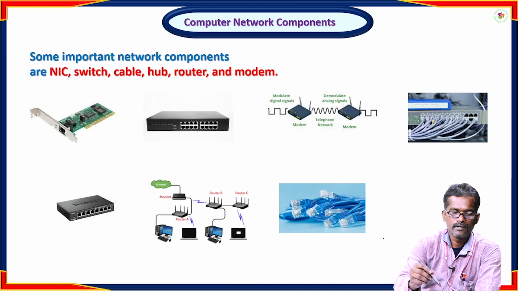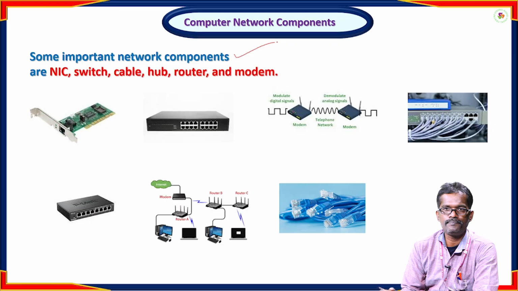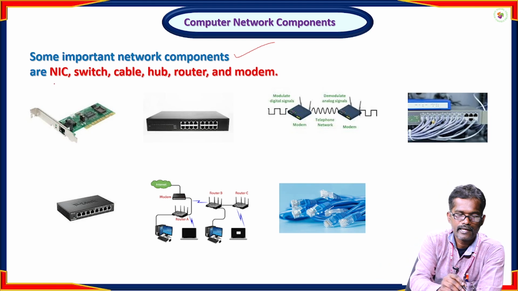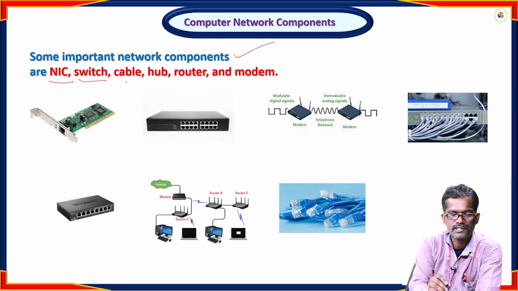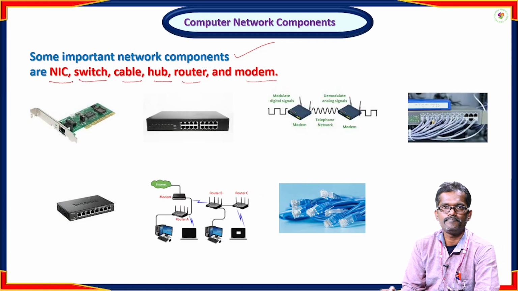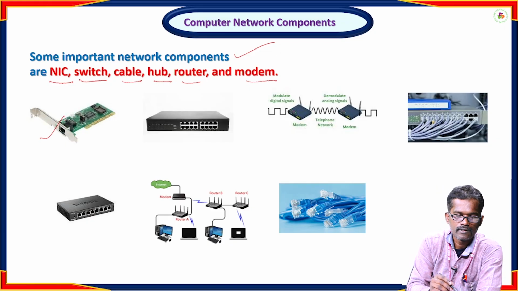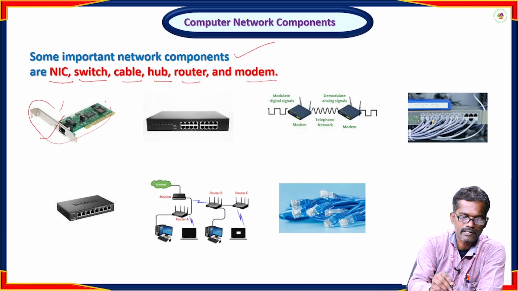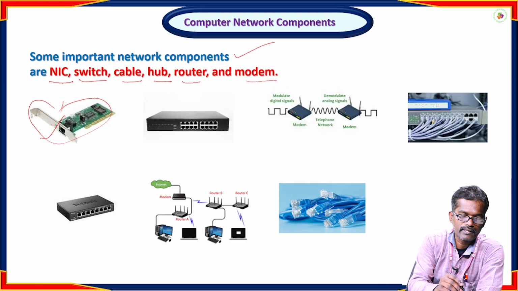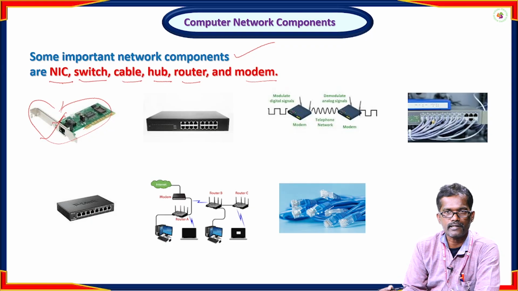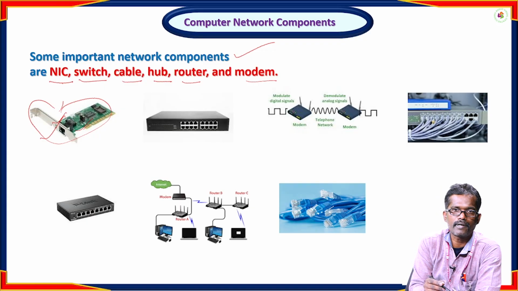And then coming to some important network components. If you want to design a network by combining a few computers with the help of some other devices, we have devices like NIC (network interface card), switch, cable, hub, router, and modem. For NIC, observe here, this is the diagram, it looks like this network interface card. Without this network interface card, we can't access the internet. With the help of this card only, our systems, whether computers or laptops or any other, can access the internet.